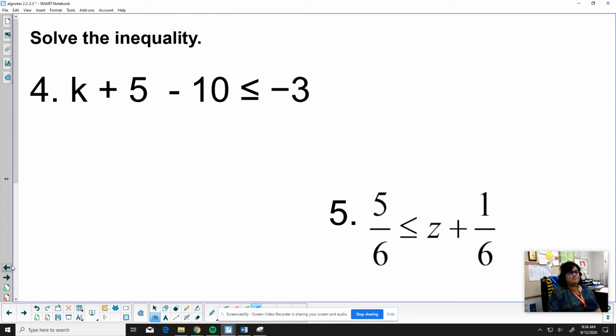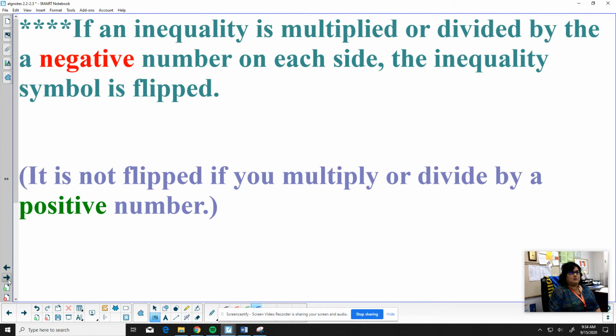There's another couple. If you want to try them, go ahead. You can press pause and give them a try. Okay, the answer here would be k is less than or equal to -8. And the answer here would be z. It's a flip, and if we subtract, that'd be 2/3. Yeah, that'd be right if you did them. Good job.